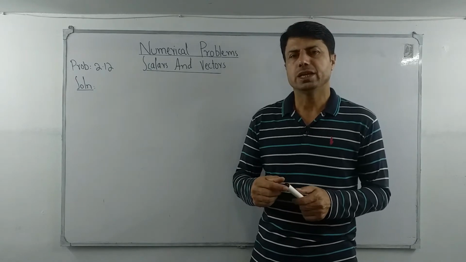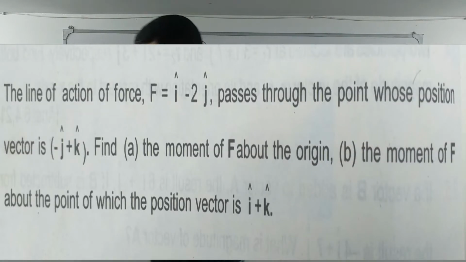The problem is on your screen. The question is: the line of action of force F is equal to i minus 2j, and it passes through the point whose position vector is minus j plus k. Find A, the moment of F about the origin. B, the moment of F about the point whose position vector is i plus k.